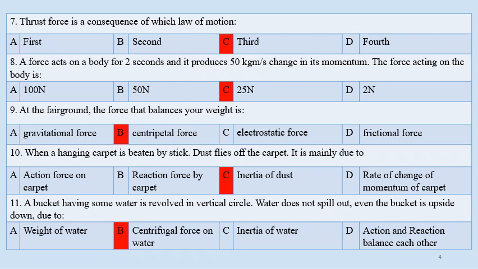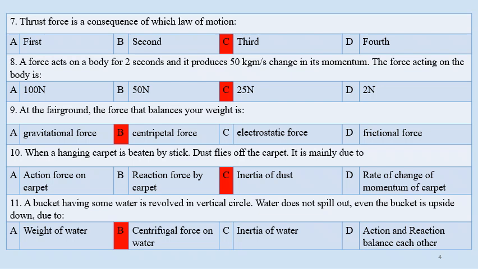So in thrust force, action and reaction are taking place, and that is according to Newton's third law of motion. Okay, question number 8: A force acts on a body for 2 seconds and produces a 50 gram meter per second change in momentum. What is the force acting on the body? Using the formula change in momentum is equal to F multiplied by T, we have to find the force. Change in momentum divided by time, 50 divided by 2, that will be 25 Newton.